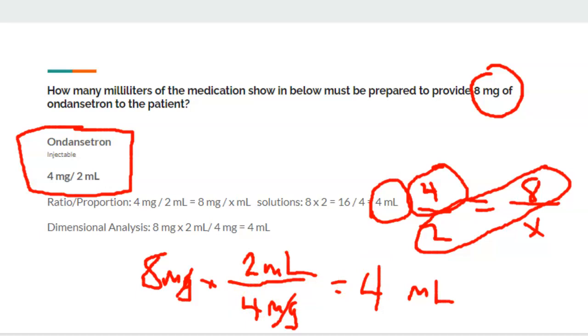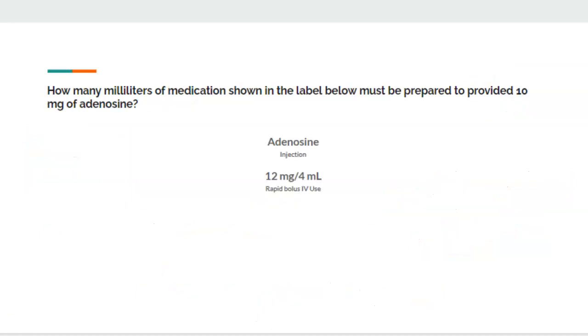So that's how you're going to calculate that. We can continue on and look at a few other ones. Let's go ahead and take a look at this one here. How many milliliters of medication shown in the label below to prepare a 10 milligram of adenosine?